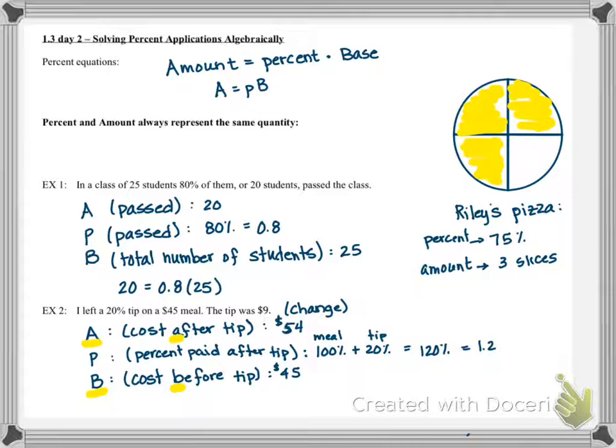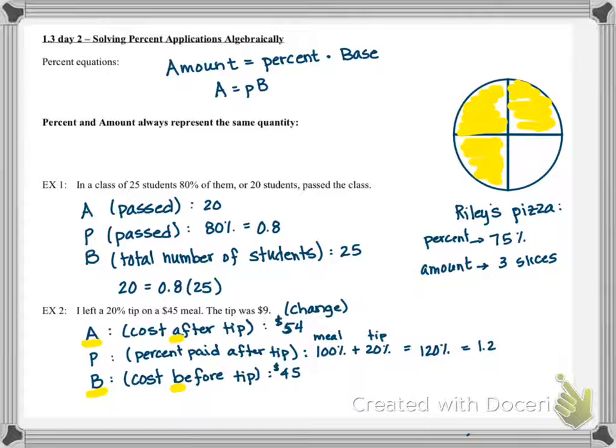So that's the main difference between problems that involve change as opposed to problems where we're just taking a portion of the whole. The percentage after the change is always going to be the 100% you started with, and then either plus the percentage you're changing it by or minus the percentage you're changing by, depending on if you're going up or down.